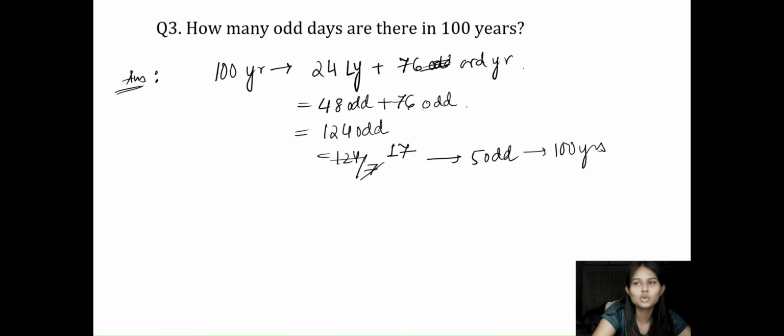Anytime it's given 200 years or 300 years, you know that. But whenever it is given 400 years, remember to add 1. If it's given 800 years, you will add 2 plus 5 into 8.